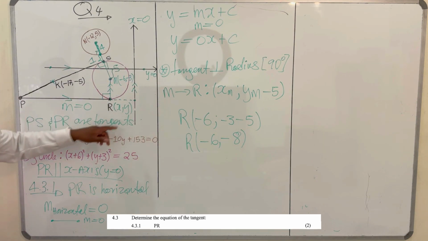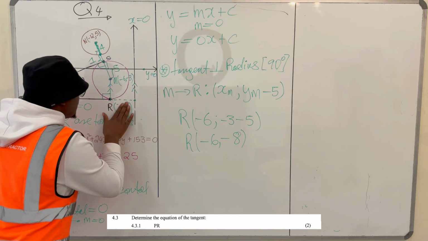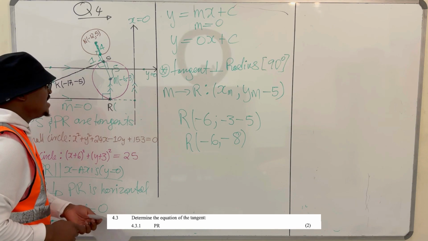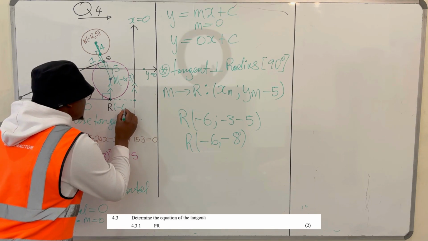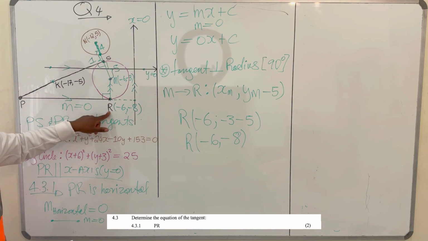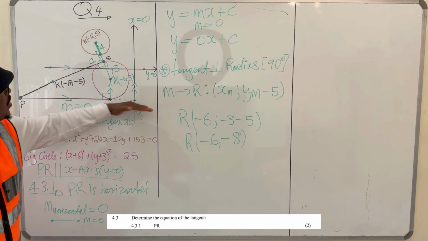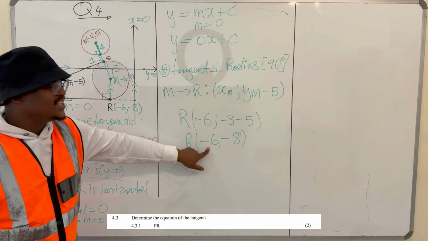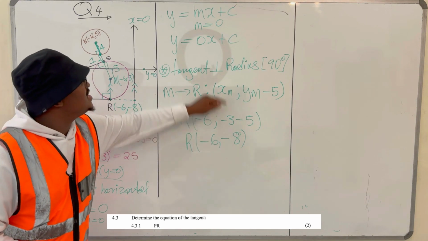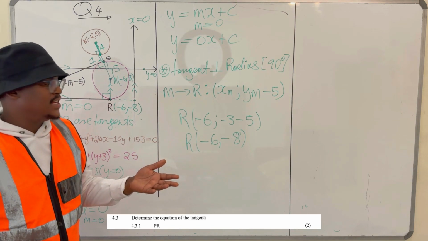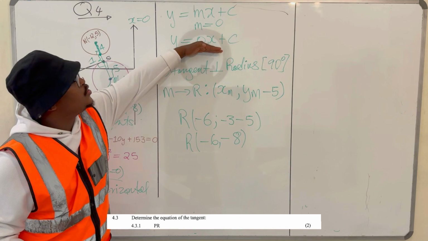These are the coordinates of R. The coordinates for R are (-6, -8). Now you have one point on this line at least, and that one point is this one here. So you can substitute this point and find the value of c, which some of you might see already. So you have R, you can find the value of c now.